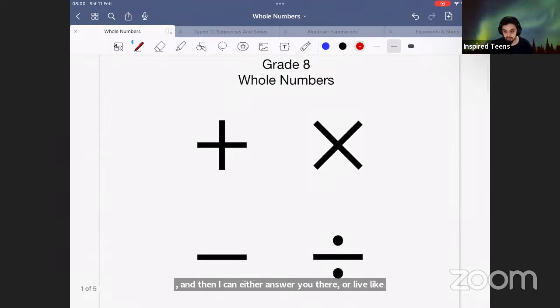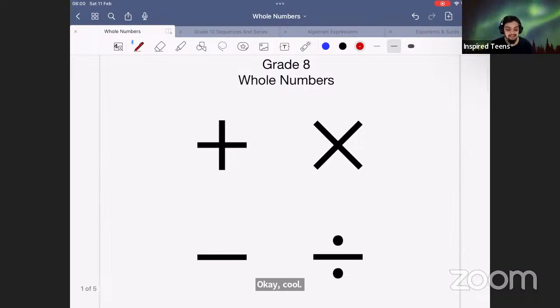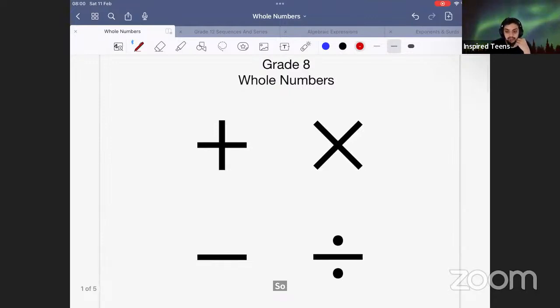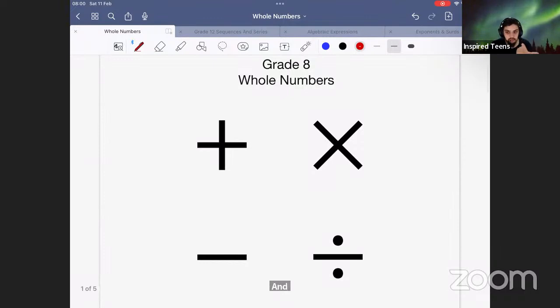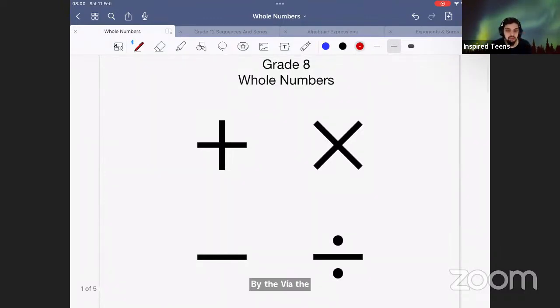Okay, cool. So early in the morning, let's get started. Today we're going to be starting with whole numbers. We're going to be doing some basics, some understanding of the basics. If you have any questions, feel free to ask them via the Q&A or the chat, and I'll try my best to get to as many as possible.